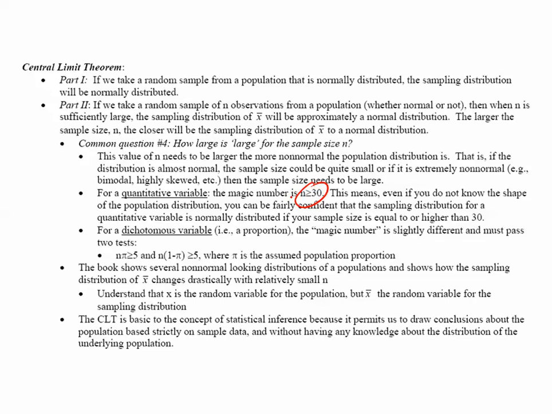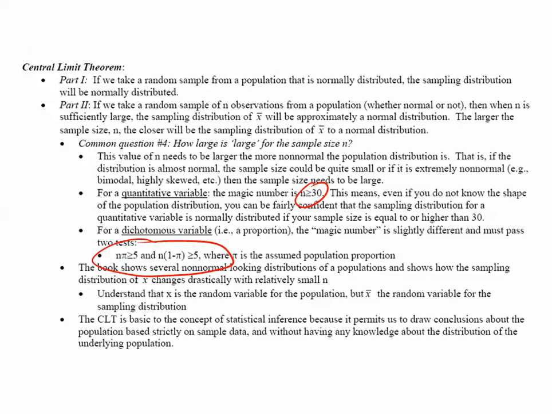For a dichotomous variable, that means that the value is either a 0 or a 1. There are only two possible outcomes. We have to use a slightly different magic number. It needs to pass the following test. The sample size times the proportion in the population. Let's say that it were a coin toss. The proportion would be 50-50. So the sample size times 0.5 needs to be greater than 5, and the sample size times 1 minus 0.5 would also need to be greater than 5.